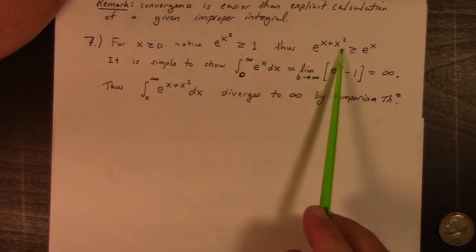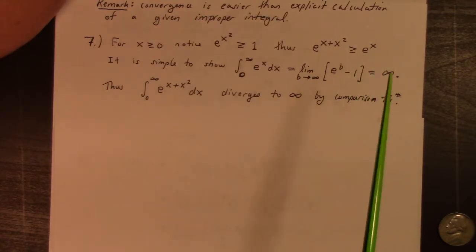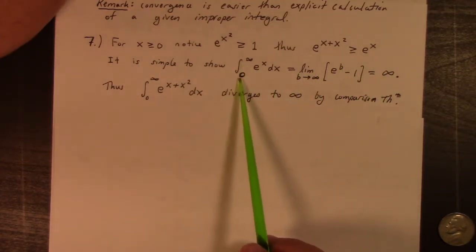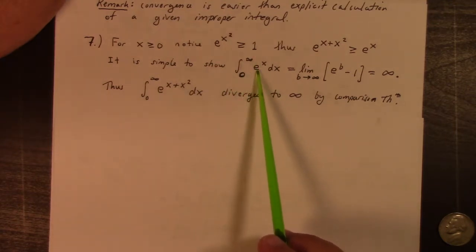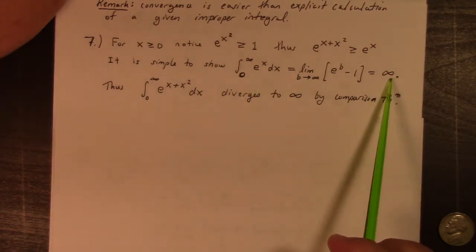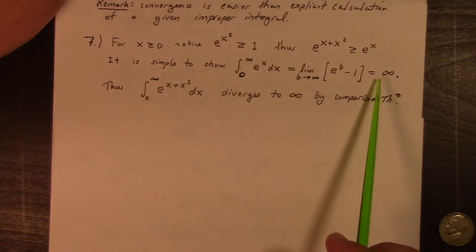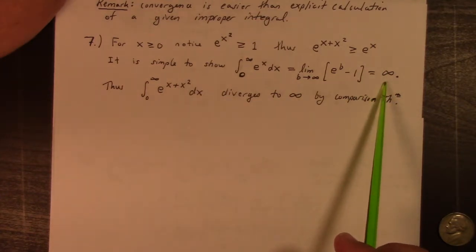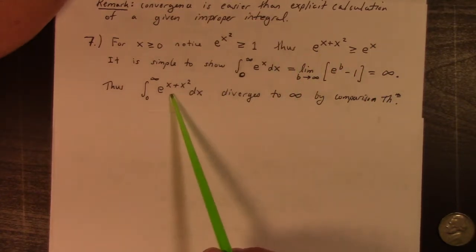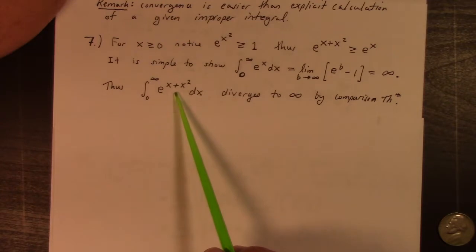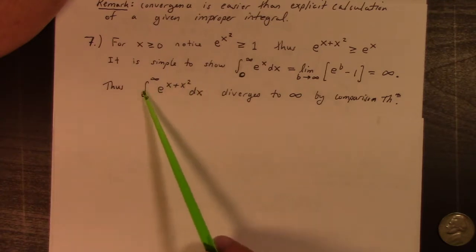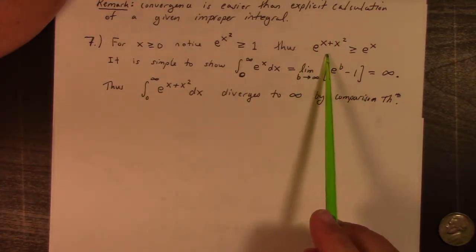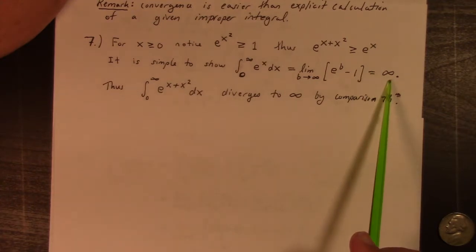e to the x plus x squared is greater than or equal to e to the x. It's a simple matter to show that the integral from 0 to infinity of e to the x dx is infinity. All right, this calculation right here does it. So consequently, if the smaller function's integral diverges, then certainly this larger function, which, by the way, I do not want to try to integrate. I mean, we probably could do it if we tried, but it's nice that we don't need to. See, we get that this diverges simply because it's larger than a smaller function which diverges.